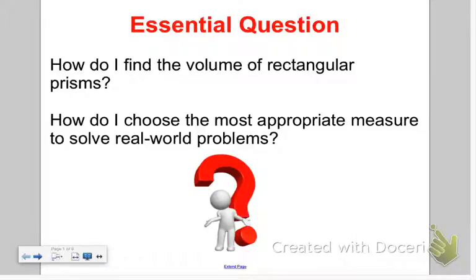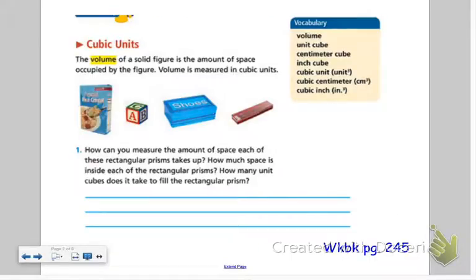Okay, in this lesson we're going to answer two essential questions. One is, how do I find the volume of rectangular prisms? And two, how do I choose the most appropriate measure to solve real-world problems? So let's talk about what volume is.